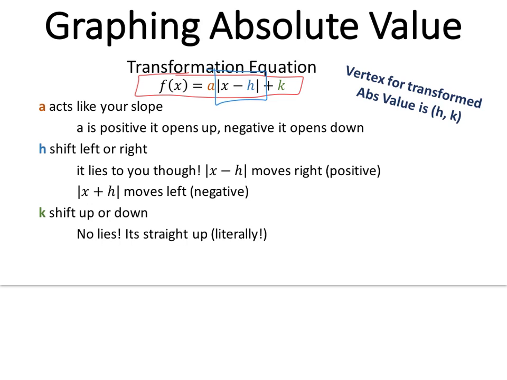But K doesn't lie at all. It's straight up, literally. If it's a plus 3, that graph is going to shift up 3. If it's minus 2, it's going to go down 2. So K does exactly what it says.